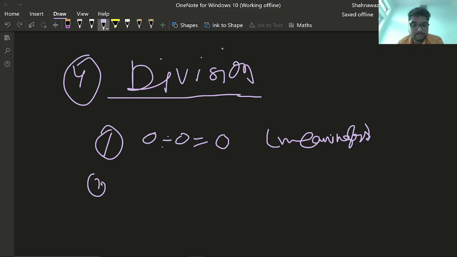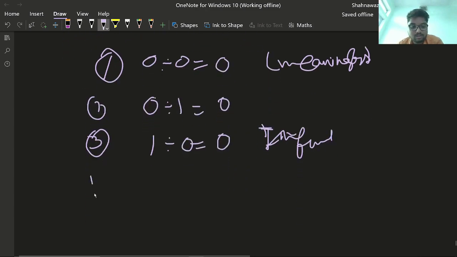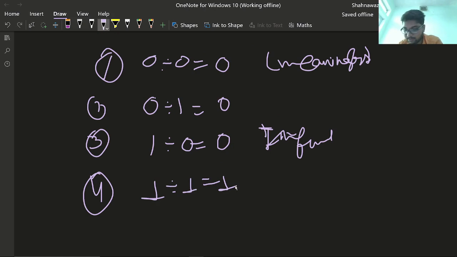Then 0 divided by 1 will give result 0, because 0 can be divided by any number except 0, because 0 divided by 0 can give infinity. Then 1 divided by 0, we cannot divide it by 0, the result is infinite. Again, impossible. Finally, 1 divided by 1 will give the result 1.